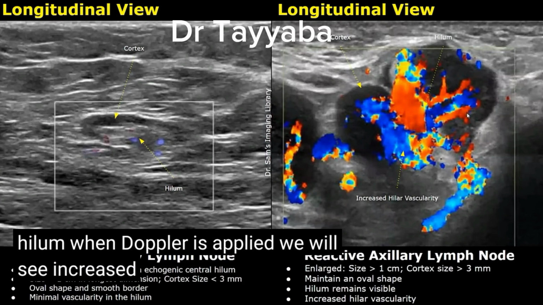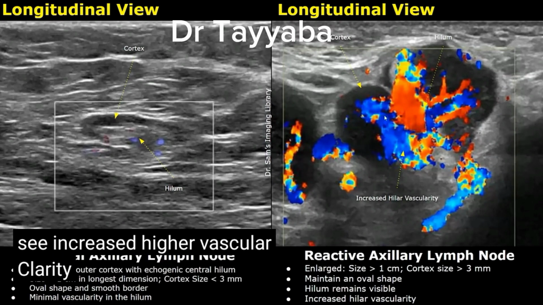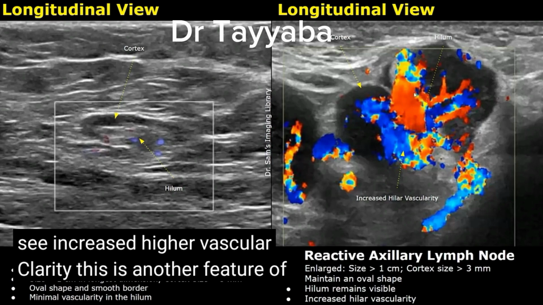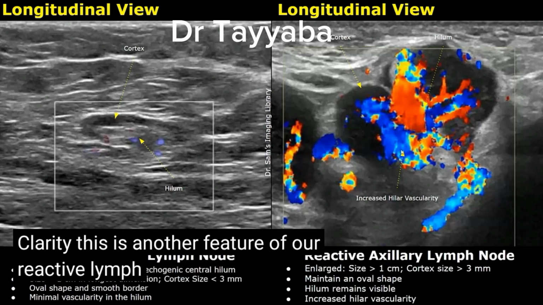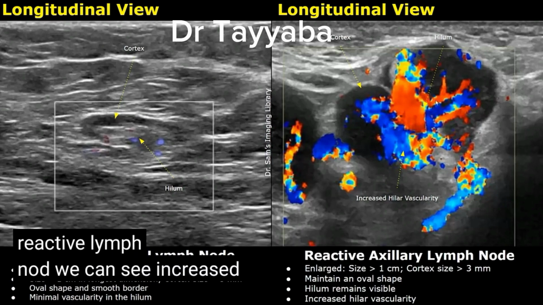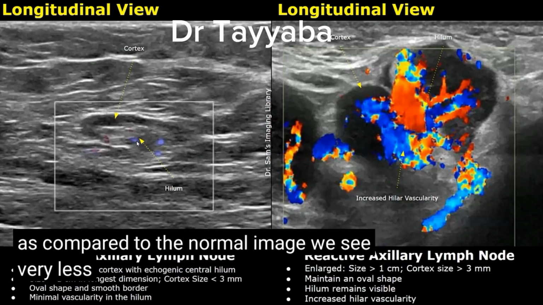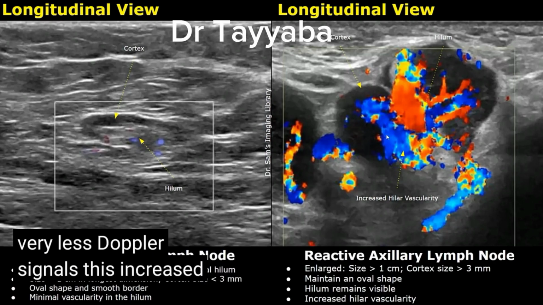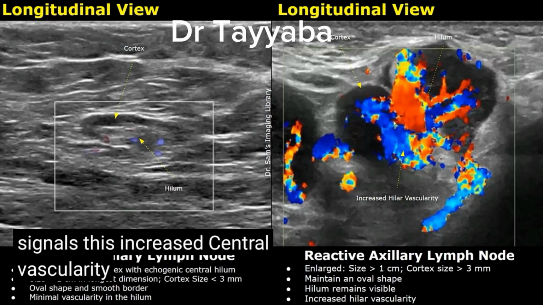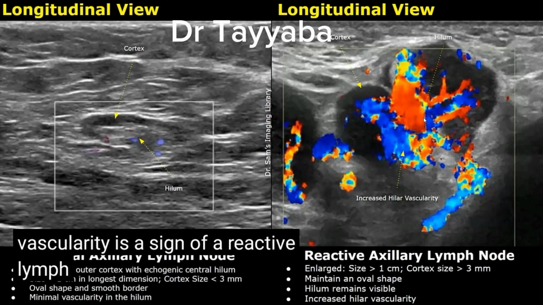When Doppler is applied, we will see increased vascularity. This is another feature of a reactive lymph node. We can see increased Doppler signals as compared to the normal image, where we can see very few Doppler signals. Increased central vascularity is a sign of a reactive lymph node.